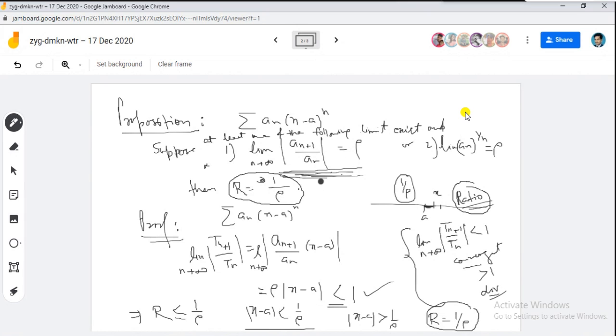Yeah, it's okay. And in a similar way, you can also prove this, that if 1 upon nth power of an, if you use the same argument, there you have to use the nth root test. You know, there is the nth root test for the convergence of the series. You already have studied. So you can use that argument to show that if this limit exists, then this R is also equal to 1 upon rho.